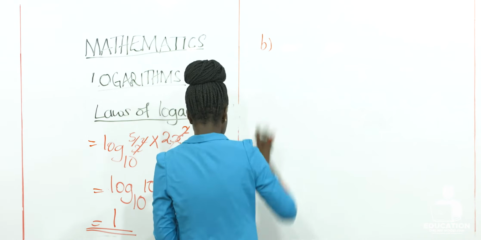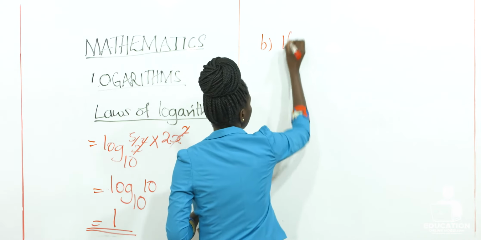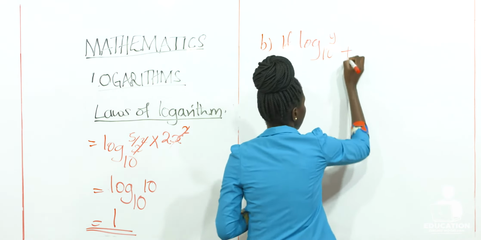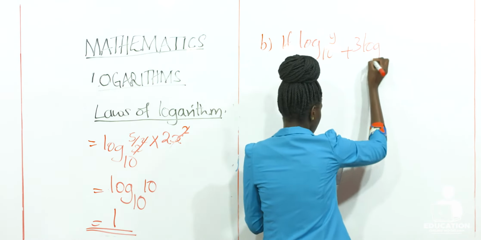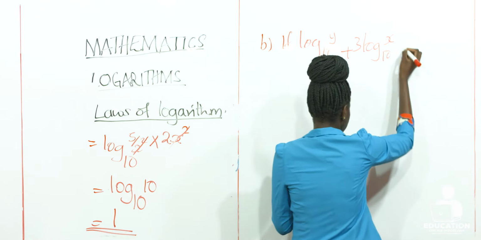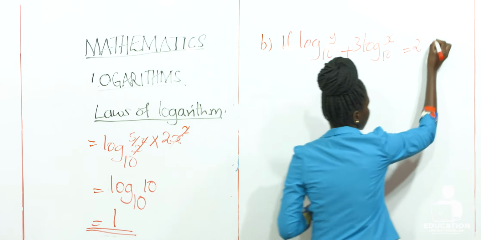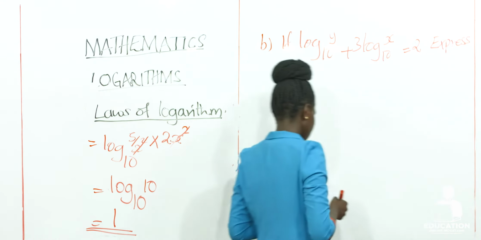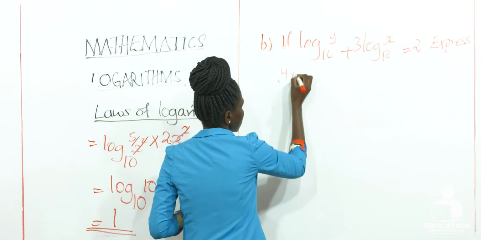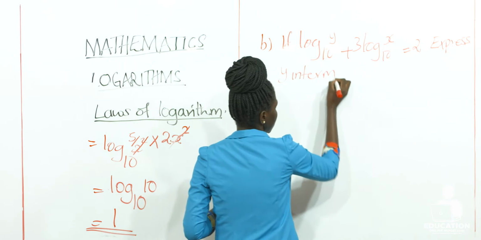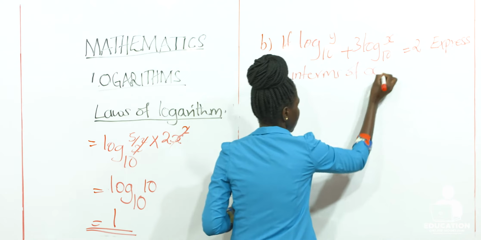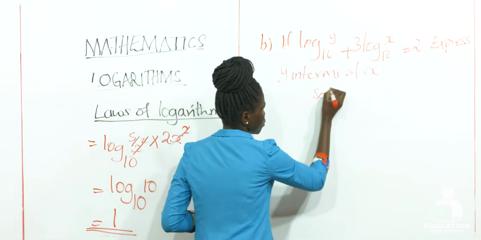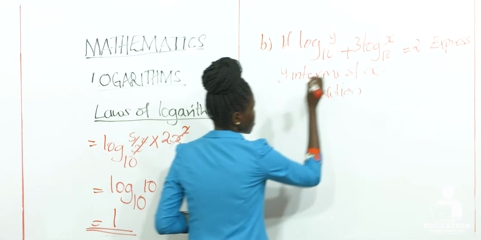Our example 2 says, if log 10y plus 3 log 10x is equal to 2, express y in terms of x. So we've been given our question. Let's have a solution to the question and then we start working it out.